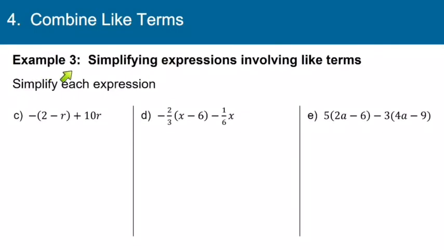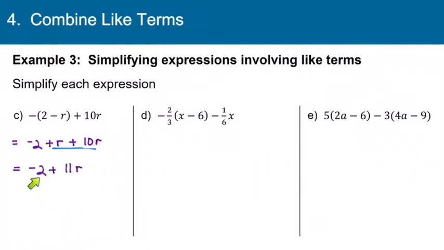Now continuing with example 3, we will simplify each of these expressions. Part C says negative (2 minus r) plus 10r. So our first job is to eliminate the parentheses by distributing this minus sign. That's going to give us negative 2 plus r, and then we still have our plus 10r out here. Now look what we have on this line. We have 2 r terms, so these are like terms. 1r plus 10r is 11r. So that's going to give us negative 2 plus 11r.